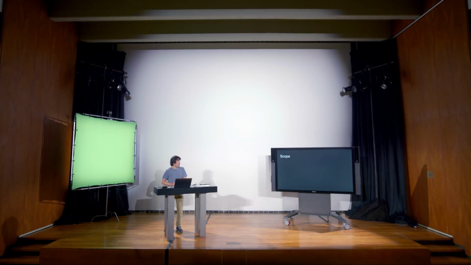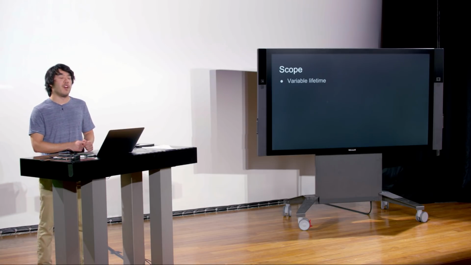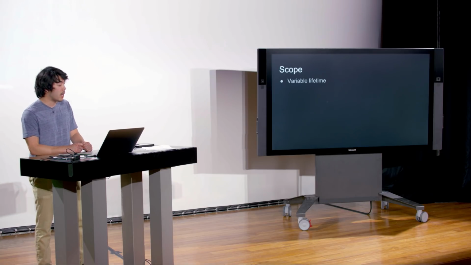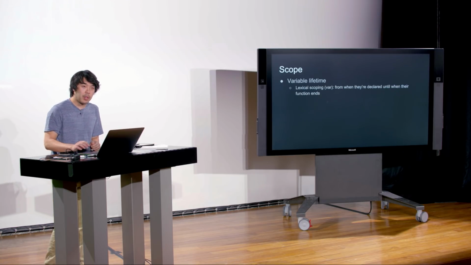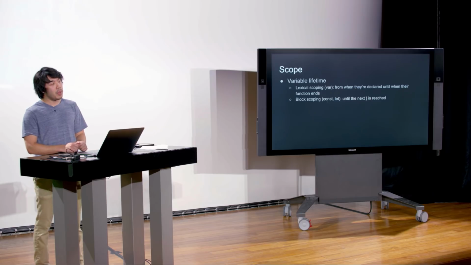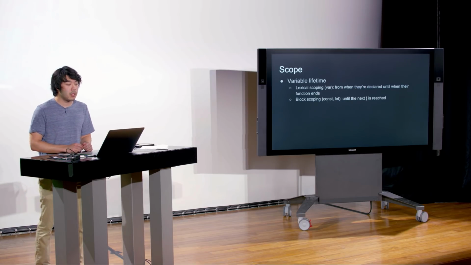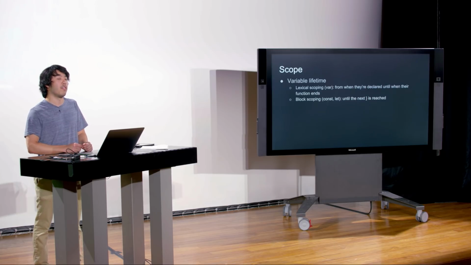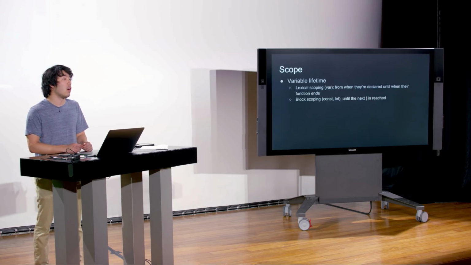All right, welcome back. So let's talk about scope now. So what the heck is scope? Scope is a term that's talking about variable lifetime and how long these variables actually exist. There are a couple different types of scoping. There's lexical scoping, which is that keyword var that you might see if you're reading old JavaScript. And there's block scoping, which refers to how things like const or let are scoped.